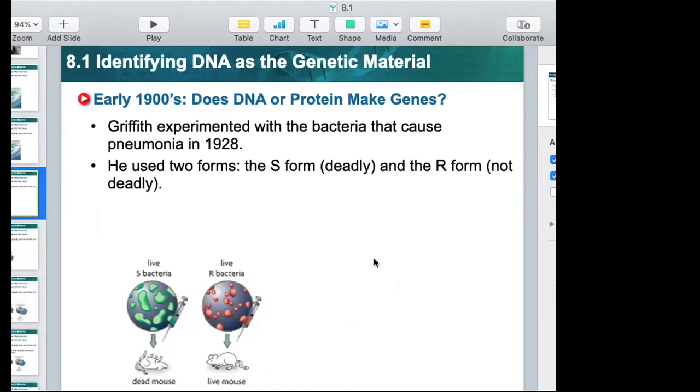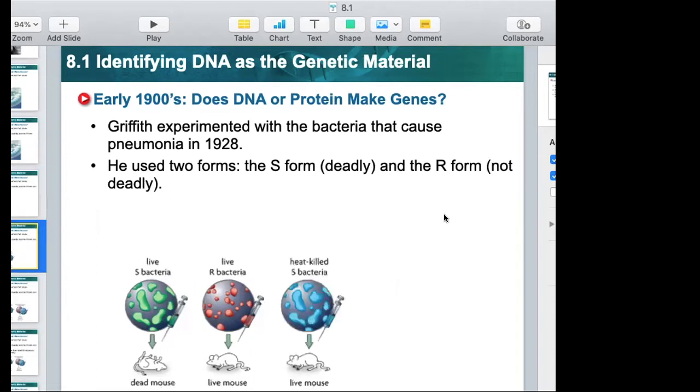So he would inject these bacteria types into the mice. And he put the living smooth bacteria into a mouse, it died. He put the living rough bacteria into a mouse, it survived. But then he took the smooth bacteria, and he heated it to about 140 degrees Fahrenheit.